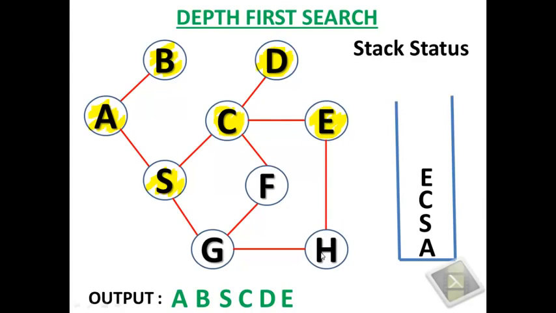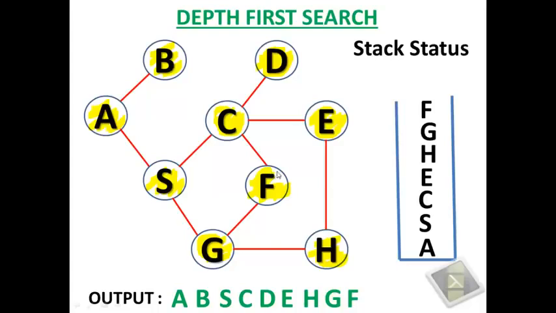E has H as the adjacent element which is unvisited. We'll push it to the top of the stack and add it to the sequence. Mark it as visited. H has G, so we'll push it to the top of the stack, add it to the sequence, and mark it as visited. And at last we have F. We'll push it to the top of the stack and add it to the sequence, marking it as visited.